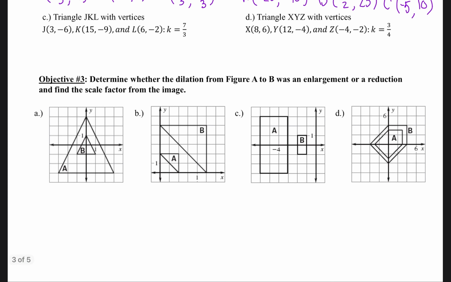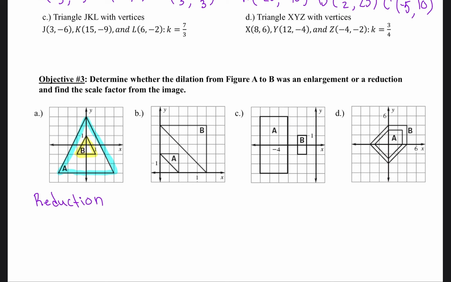I'm going to go down now, though, and look at Objective 3. Objective 3 says, determine whether the figure from figure A to B was an enlargement or a reduction, and then find the scale factor from the image. So it starts as A, and it becomes B. In this case, this one started as this triangle here, A. And after dilating it, it became triangle B. So it definitely got smaller. So I know this represents a reduction.